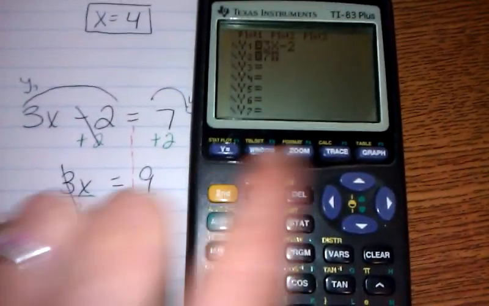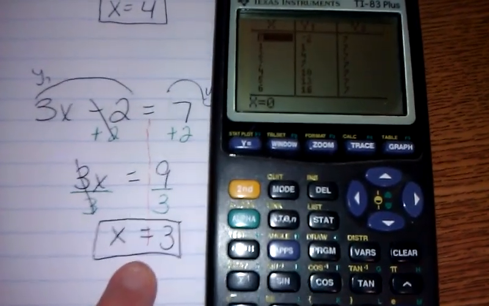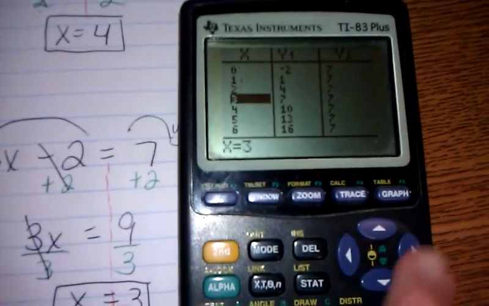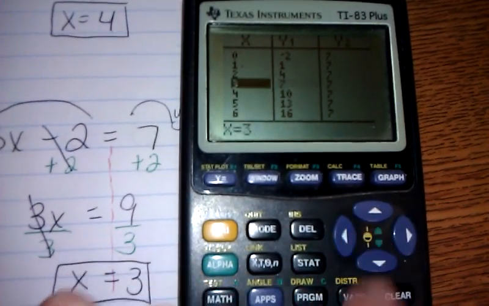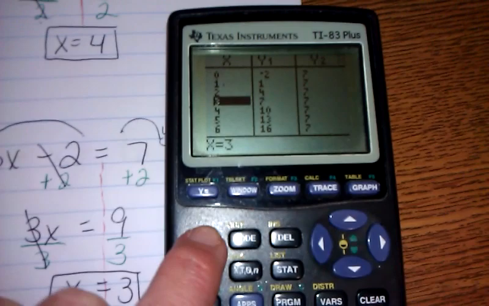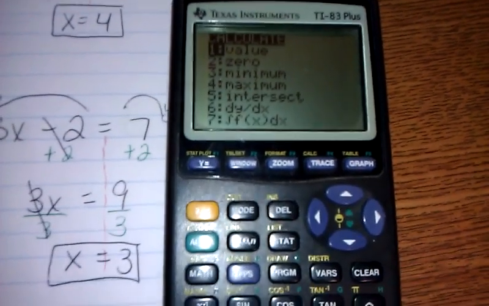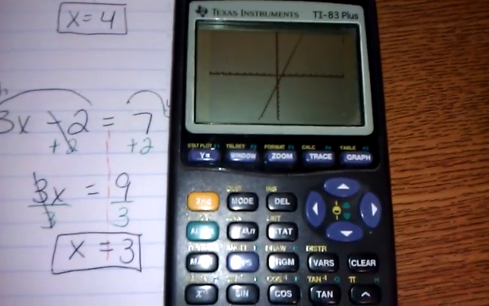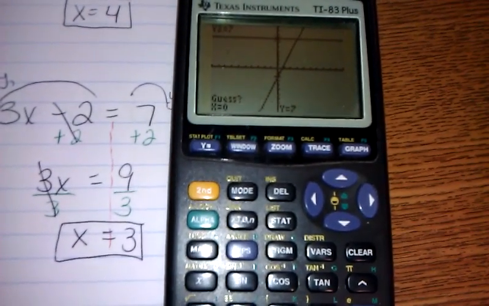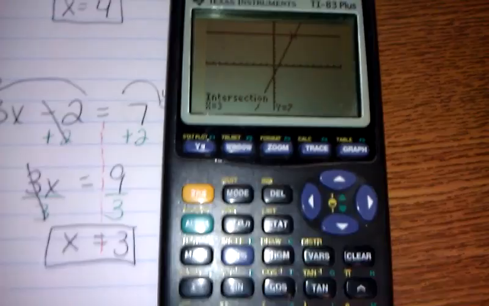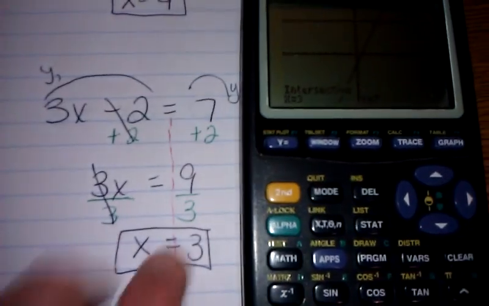Now I'm going to press second graph. I believe the answer is 3. If I go and look here, sure enough, y1 and y2 are the same numbers. That means I'm correct. I can also do second, trace, 5 for intersect. Let it finish working so you don't freeze the calculator. Press enter 3 times. Answer is 3, 7. The answer is 3. Next one.